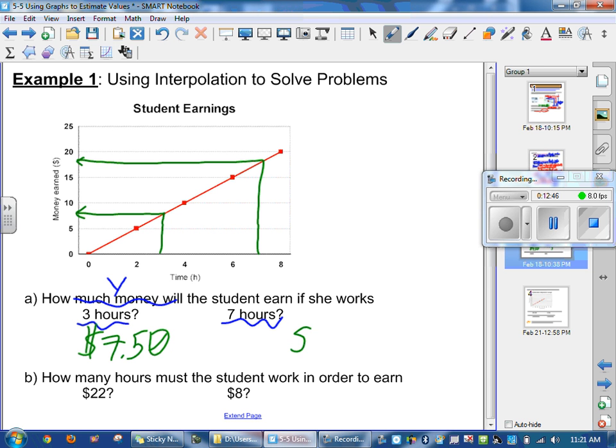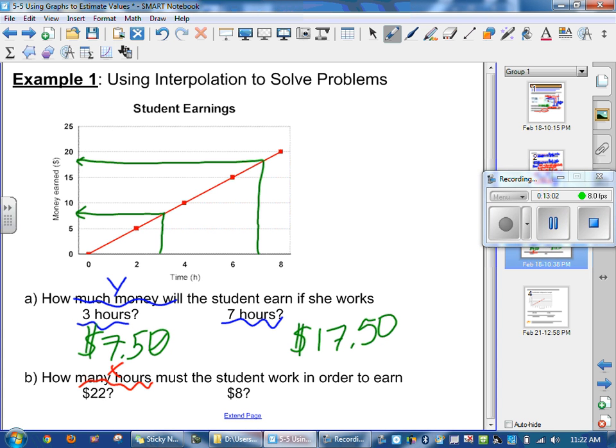Now we're going to find the next ones. The next ones say how many hours. They're asking for the hours. They're asking for an x number, and they're giving us the y numbers. They're giving us the money. They're saying, okay, $22 and $8.